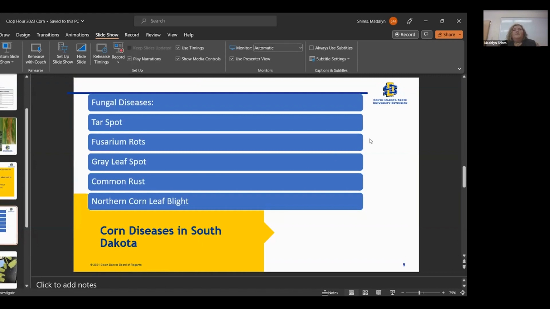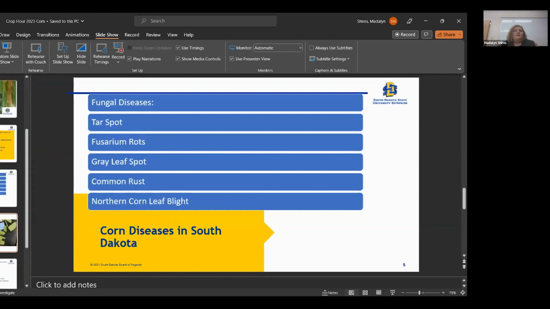Then we get into our fungal diseases, which are probably the diseases that most of us are really familiar with. Tar spot, again, one of the biggest and most impactful fungal diseases. Then we also have the Fusarium rots, gray leaf spot, common rust, and northern corn leaf blight. There are tons and tons of literature out there on the internet if you have any questions about those, or you can contact us at the Plant Diagnostic Clinic to get some more information.